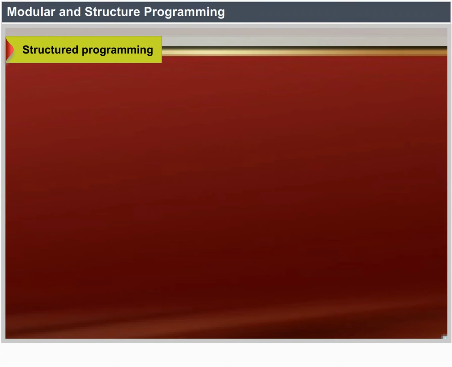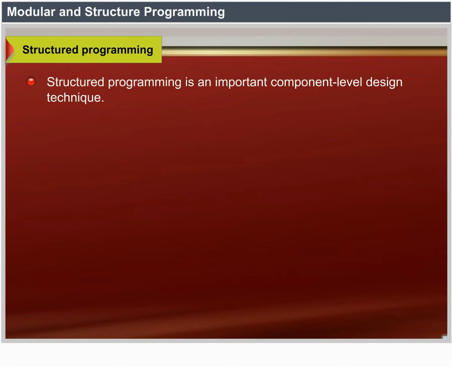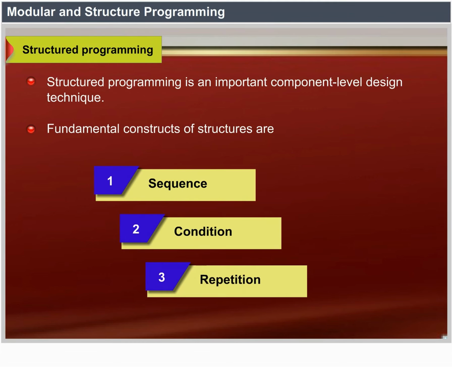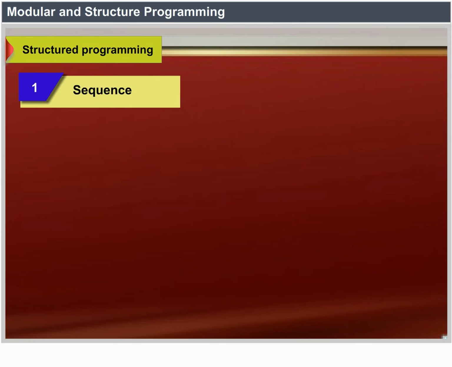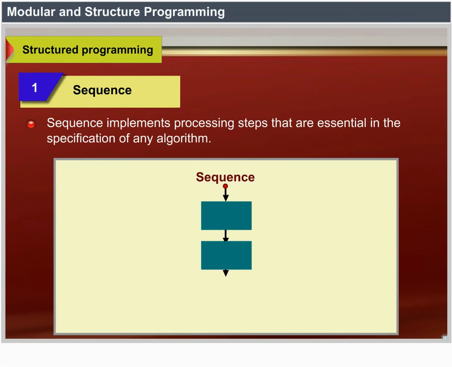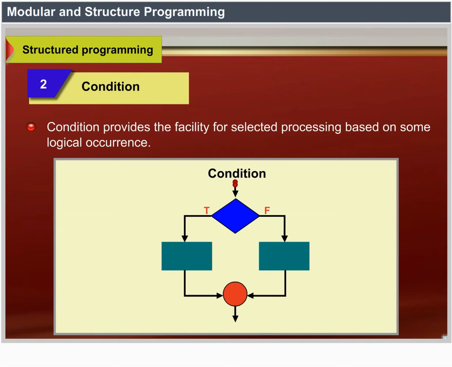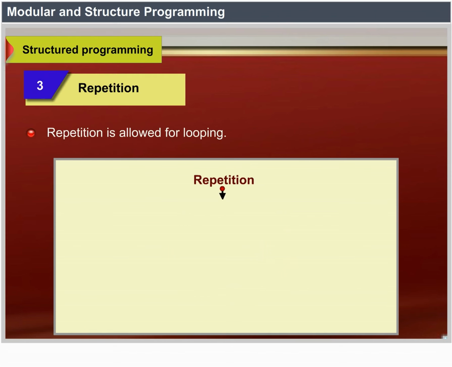Structured programming. Structured programming is an important component-level design technique. The fundamental constructs of structured programming are sequence, condition, and repetition. Sequence implements processing steps that are essential in the specification of any algorithm. Condition provides the facility for selected processing based on some logical occurrence. Repetition allows for looping.